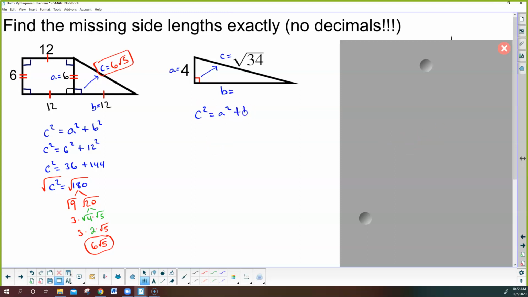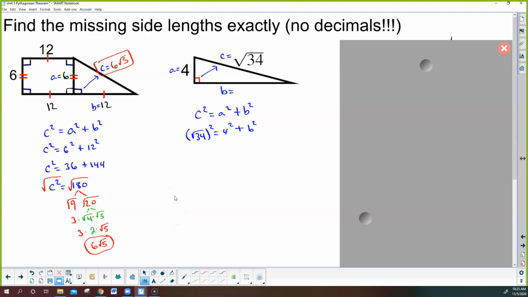And because this is a right triangle, if I know two sides of a right triangle, the Pythagorean theorem will always help me find the other side. So we're going to plug in the hypotenuse. We're going to plug in what we called A, and the only thing left to find is B.